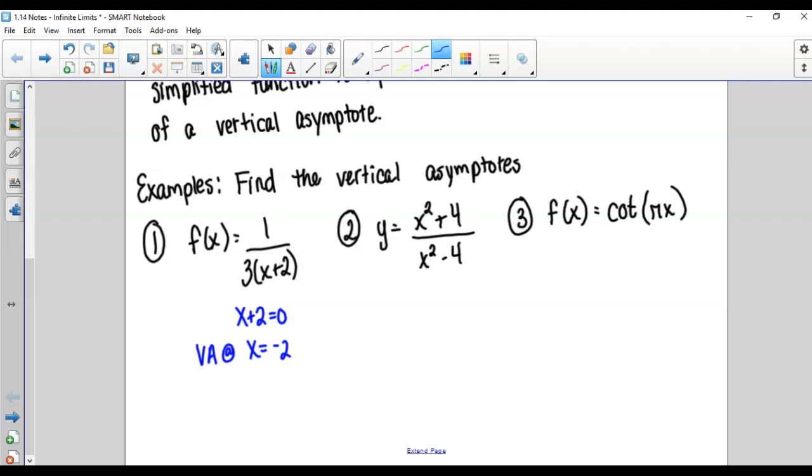Number 2, you've got x squared plus 4 over x squared minus 4. So the top will not factor, so it will not cancel with anything. The bottom, you could factor it if you want, or you can just solve it like this. x squared minus 4 equals 0, so you could move the 4 over to the other side. x squared equals 4. But be careful whenever you square root both sides. If you do it this way, you're going to get x equals plus or minus 2. And since nothing cancels here, also you have vertical asymptotes at x equals positive and negative 2.